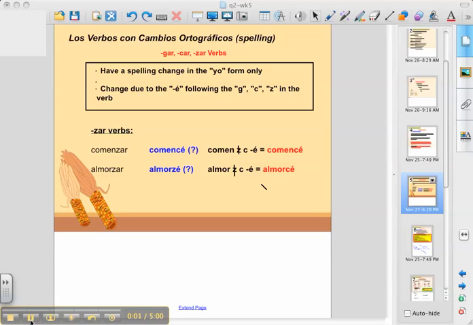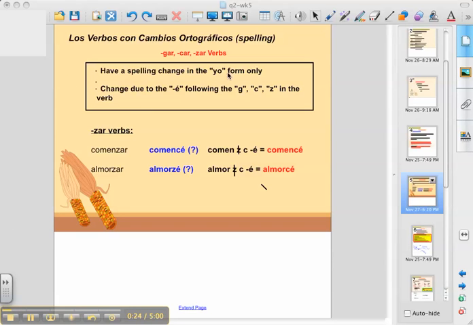Okay, so today we are talking about los verbos con cambios ortográficos. Orthographic changes are spelling changes. And there are three types of verbs, those that end in GAR, CAR, and ZAR in Spanish, that have cambios ortográficos en el pretérito. Okay, a couple things to note in the box here, pieces of information that are important.